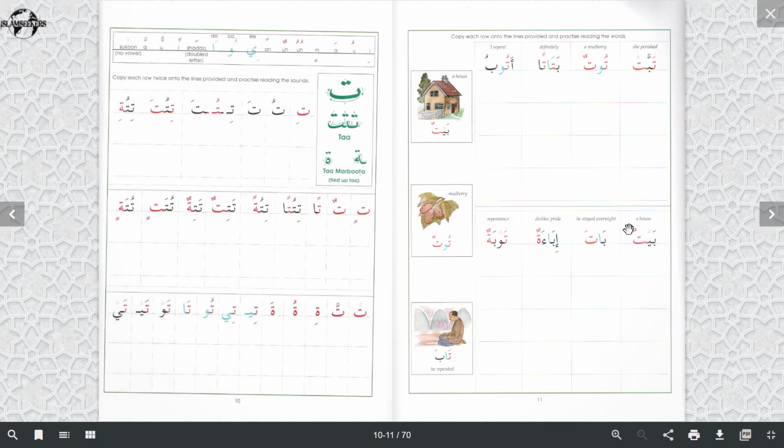Line 2. A house. Baytun. He stayed overnight. Bata. Dislike or pride. Repentance.